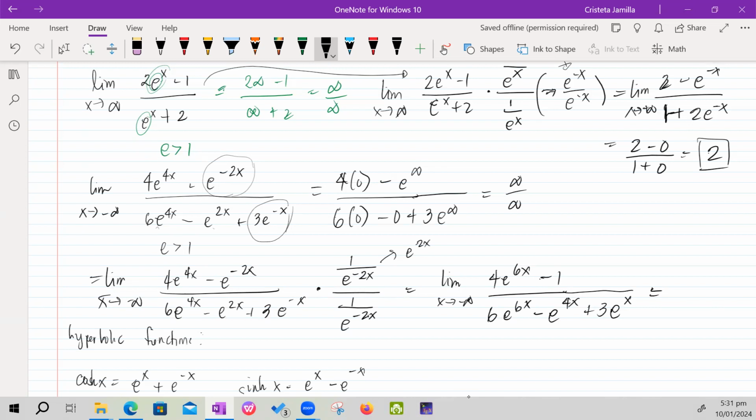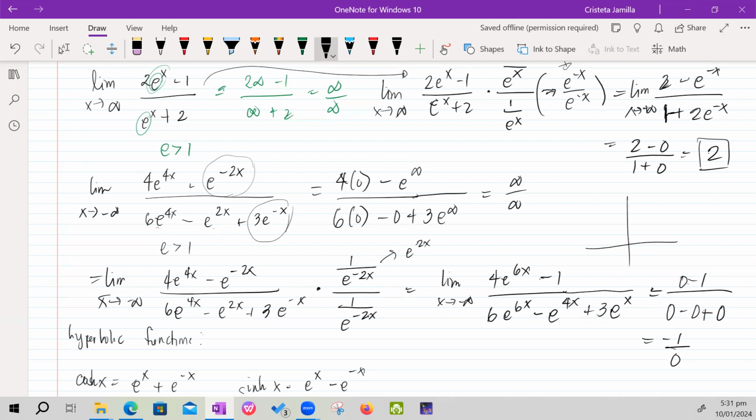And so now that I have no negative exponents here, I can now plug in negative infinity, and thus this will become 0 minus 1 all over 6 times 0. So that's 0 minus 0 and then plus 3 raised to 0. So I have negative 1 over 0. And now I have 0 in the denominator, so I need to check the direction.